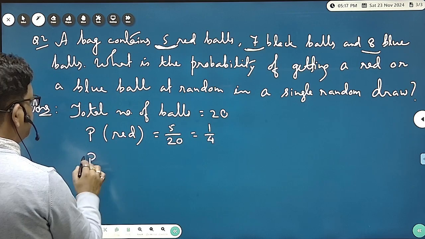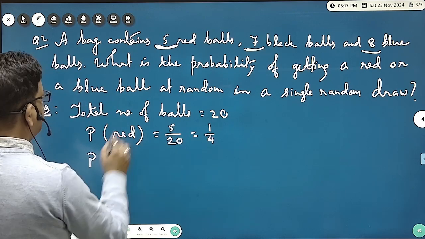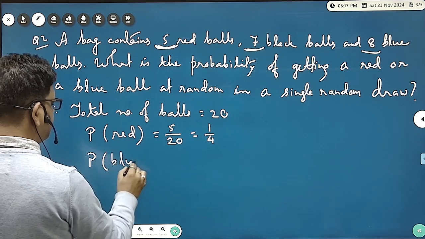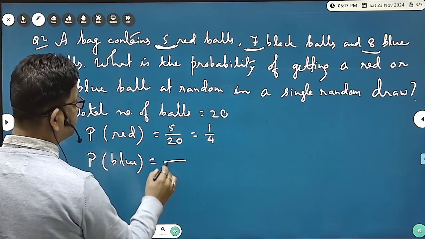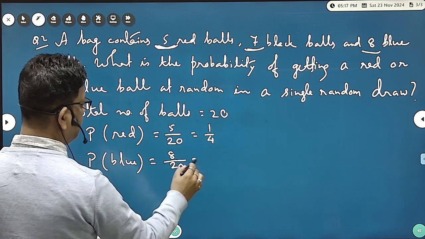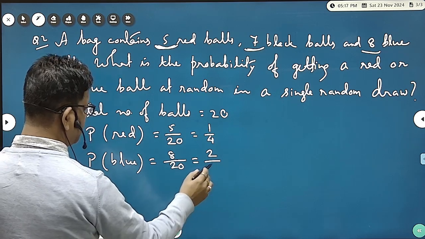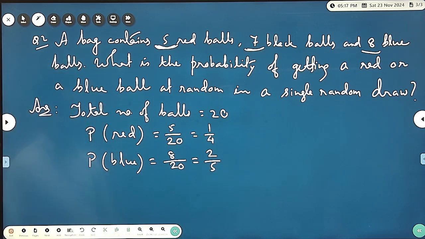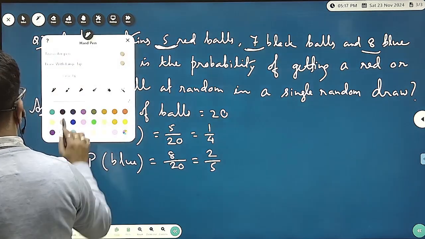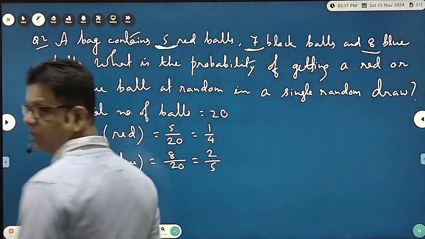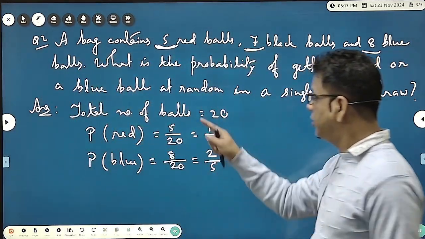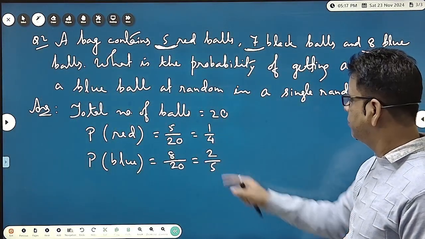Now, probability of getting a blue ball. Blue ball is how much? 8 out of 20, right? So it will be 2 by 5. Now, up to these two we know. Now, the question is, you see, why we have to use that particular theorem. This much you should understand. Now, we got this individual probability of getting a red, probability of getting a blue.